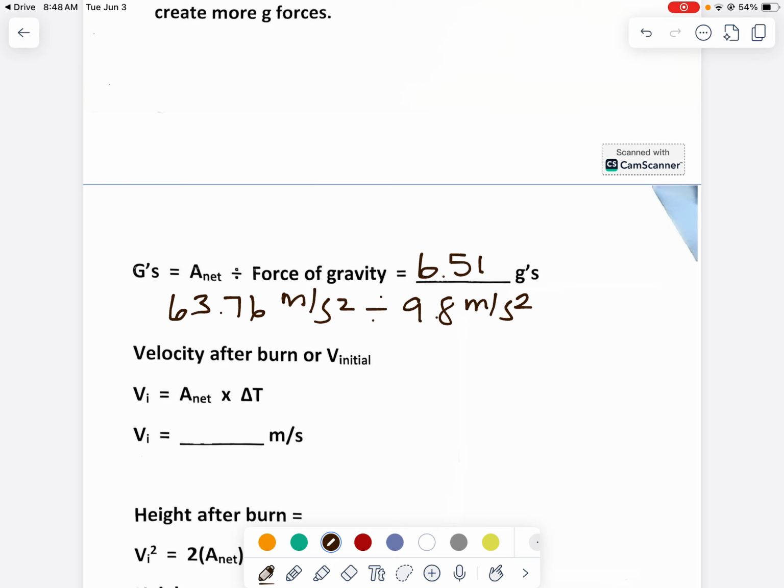6.51 G's. And so our eggstronaut survived or didn't survive 6.51 G's. An average astronaut is anywhere from 3 to 6 G's, and sometimes can go up to 9 G's with training. That's just a little side note, though.